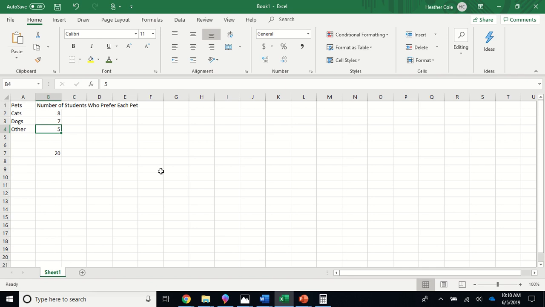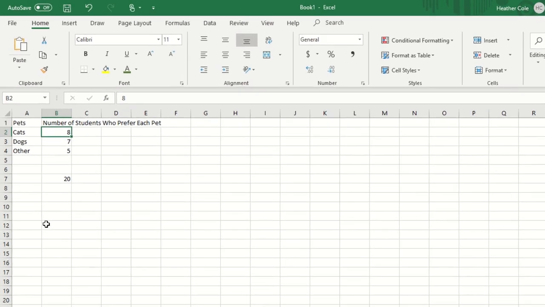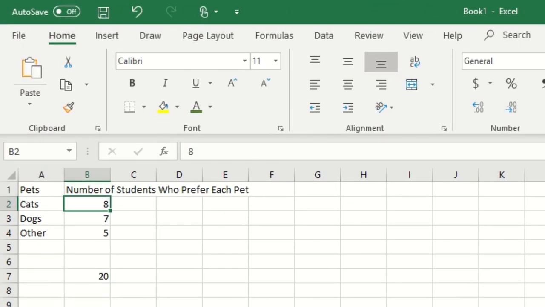You really only want to use a pie chart when you have a small number of categories. Otherwise, it gets pretty confusing to look at. And that's actually a tip from Microsoft. So it's something that you'll want to keep in mind professionally. Usually in the real world, you'll use software like this to make a pie chart. So I'll show you how to do that first.